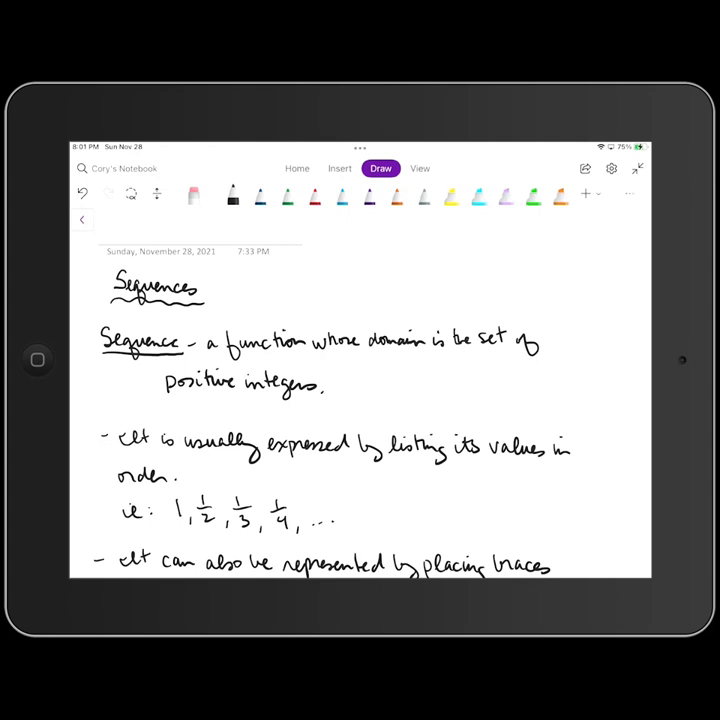Okay, so to start with, we're going to go ahead and define what a sequence is. So a sequence is defined as a function whose domain is the set of positive integers. Okay, so we're going to have a formula that we can use to generate all of the terms of a sequence. And we get the terms of the sequence by plugging positive integers into that formula. So this is new for you guys maybe.